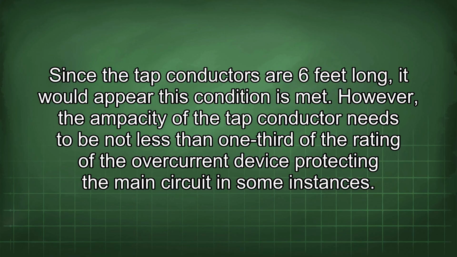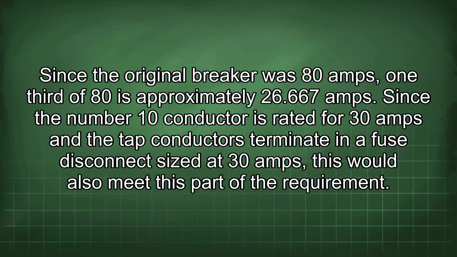However, the ampacity of the tap conductor needs to be not less than 1/3 of the rating of the overcurrent device protecting the main circuit in some instances. Since the original breaker was 80 amps, 1/3 of 80 is approximately 26.667 amps.